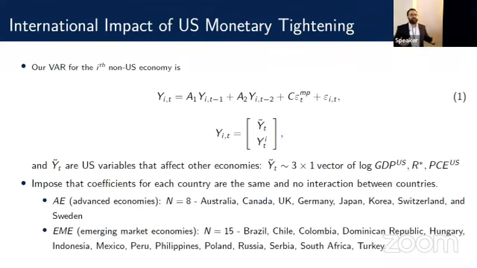Now we are going to look at the rest of the world, advanced economies, emerging markets. We are going to use a panel VAR. So for each country, we are going to have the variables here, and on top of each country, we are going to add the US variables as controls. We have 8 advanced economies and 15 emerging markets. We actually increased this number a little bit, but I'm going to show you all results. For the US controls, we only add GDP, R star, and US inflation. Okay?